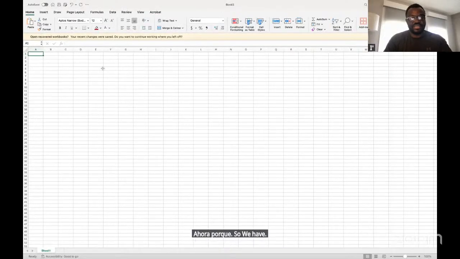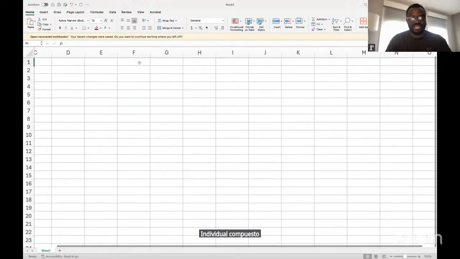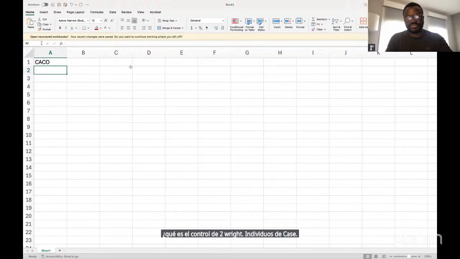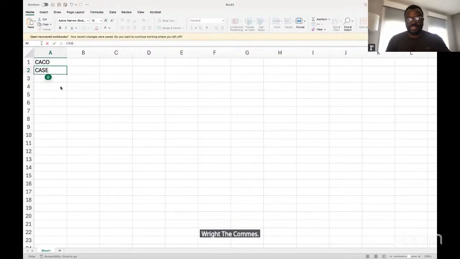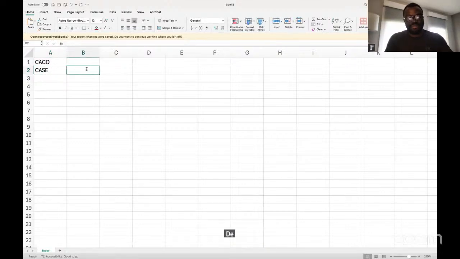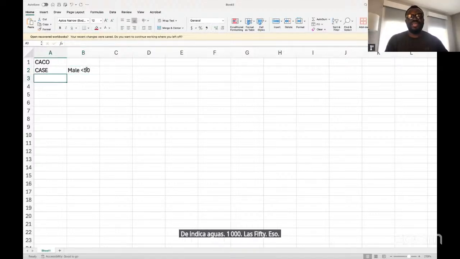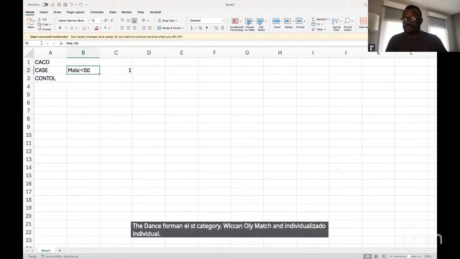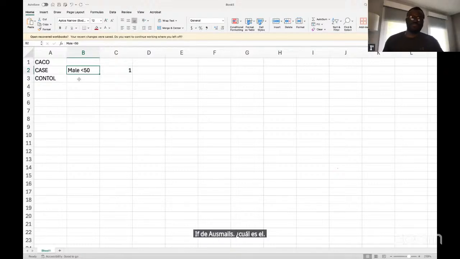So the first individual comes who is the case. Let's call this the indicator for case or control status. He is the first guy, male, less than 50 years old, and this is ID number 1. Then the second person comes as a control. If the first control is a female who is less than 50, we cannot match that person to this person because they don't fall under the same category. We can only match an individual to this one if they are also males who are less than 50. So the first control comes, female less than 50, we cannot match. The second one comes, a male over 50, we cannot match.